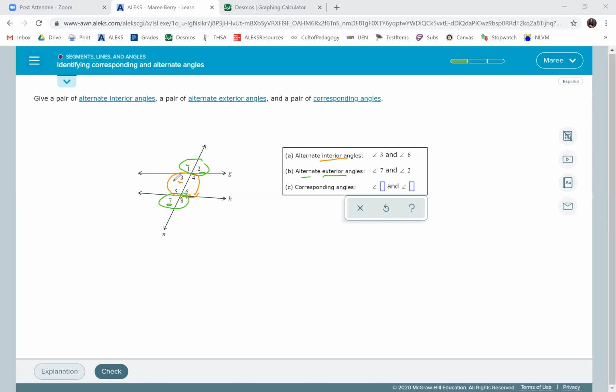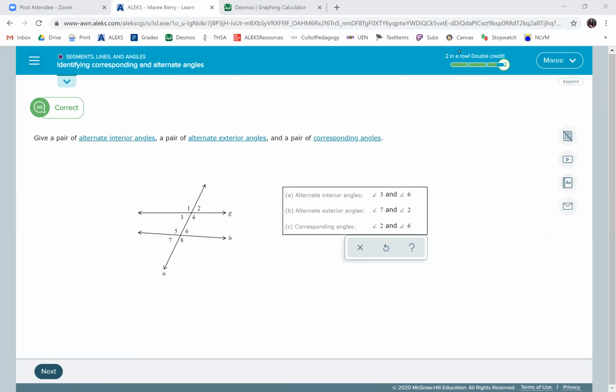Corresponding angles, we have to look at the box of 4 numbers together. Let's just do the top right, 2 and 6. Those are going to be corresponding. Other pairs that you could use: 1 and 5, or 3 and 7, or 4 and 8. So it's just where they are located within that box. Okay, that's the end of the lesson.